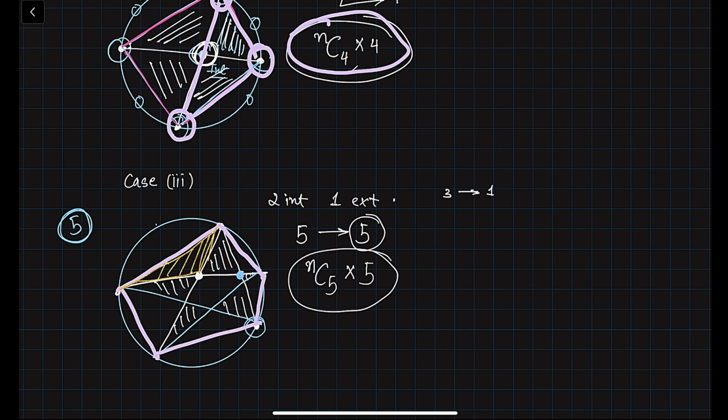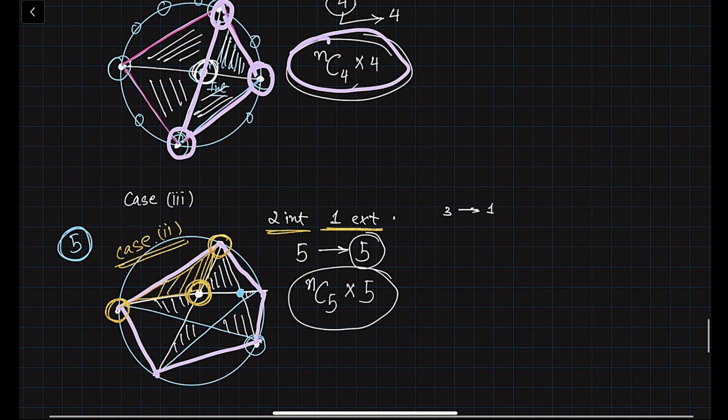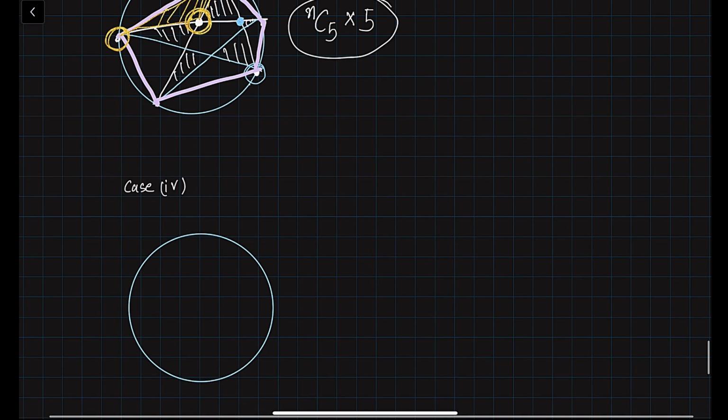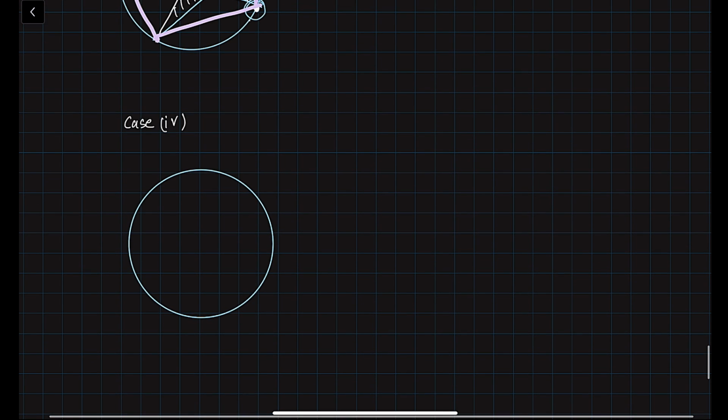If you notice carefully, this has two external points firstly and one internal point, and is already being considered in case 2. Right? This has already been considered in case 2. So we're not considering it again. We want 2 internal and 1 external. Okay. So now let's go to the next and the last case, wherein we want three internal points.